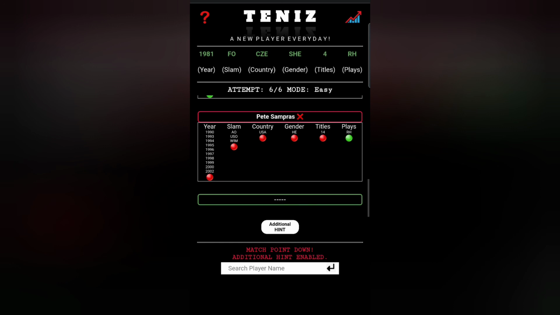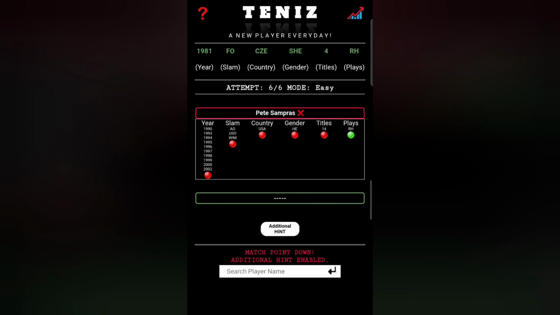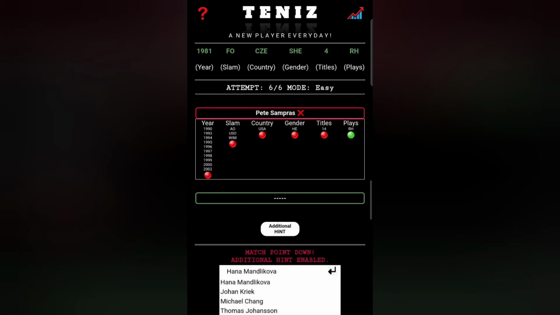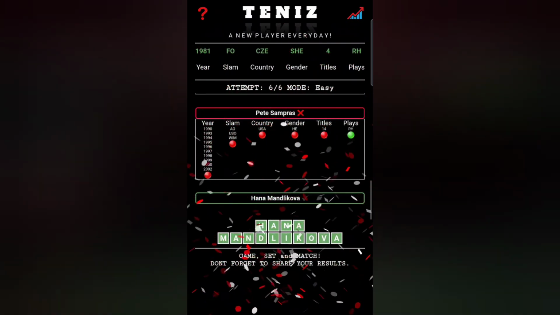But at the end of the 6th clue, or on the last clue for both modes, normal and easy, there's a new button that comes up. It's called additional hint. When you press on that, it gives you the pattern of the name. I just wanted to show you how this additional hint can be used. And let's try Hana Mandlikova. And yeah, sure enough, she's our answer.